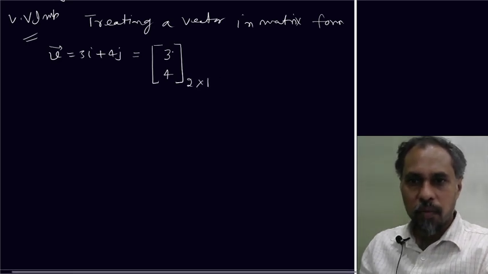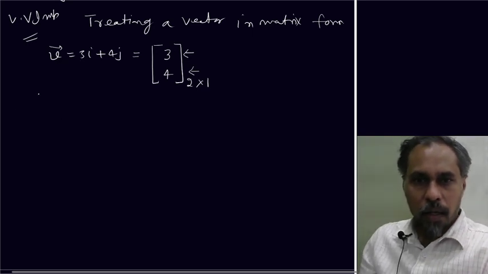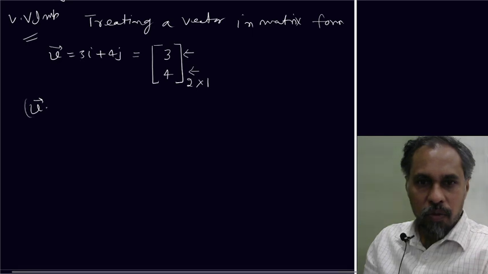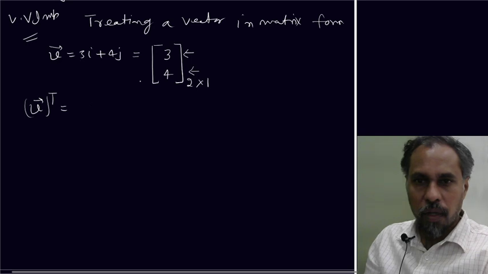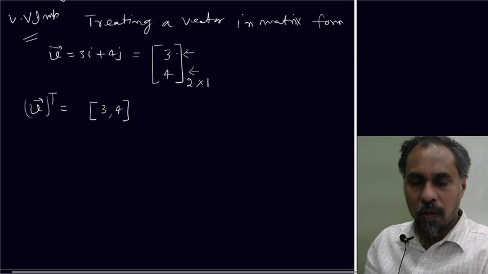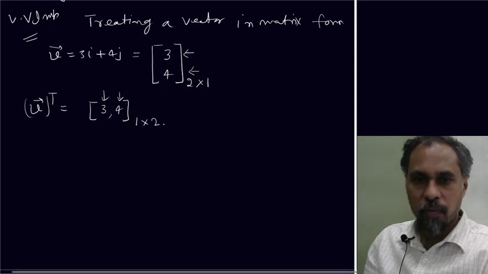So vector V is nothing but represented as a 2 by 1 dimensional matrix by putting the components of the vector along the rows. Can I calculate the transpose of this matrix? Yes, the matrix representation of the vector is 3 and 4. So the transpose of this matrix will be 3 4. I mean the row will become a column and the other row will become the other column. So it has one row and two columns, so the dimension will be 1 by 2.